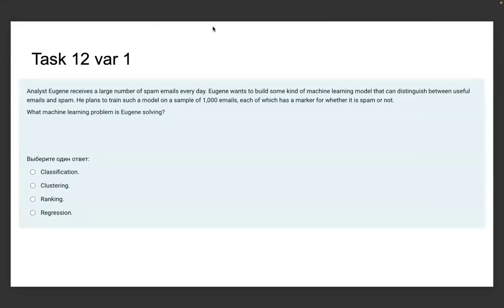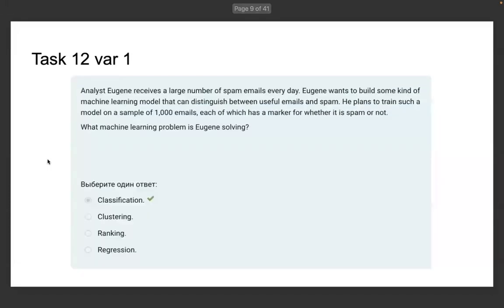Well, it seems like it's classification. So yes, you're right. It's classification. Why is it classification? Well, because the machine is supposed to distinguish two types and sort them into groups. Like for every email we choose only two types: is it spam or is it not spam.